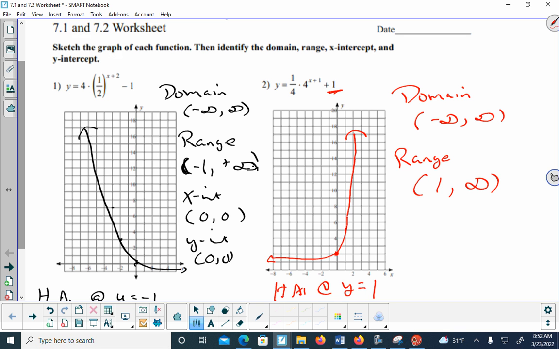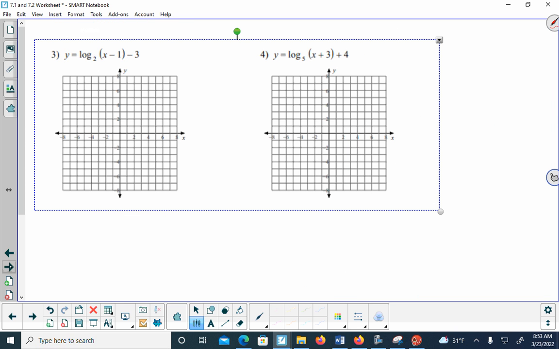To find my y-intercept, I set x equal to 0, and when I did that, I ended up with (0, 2). To find my x-intercept, that's when y is equal to 0, and as I can see, that never happens because it's not in my range. There is no x-intercept. Okay, moving on to the next one, I have y equals log base 2 of (x minus 1), minus 3.